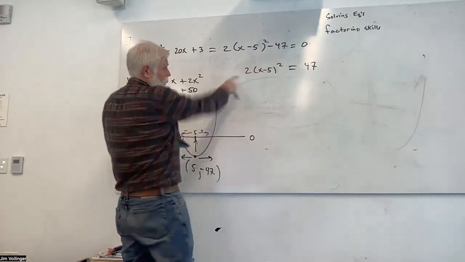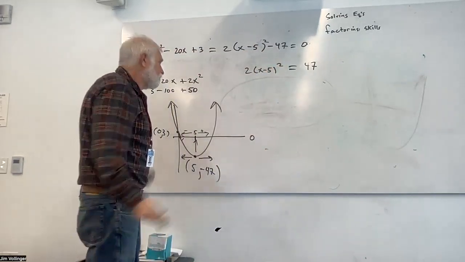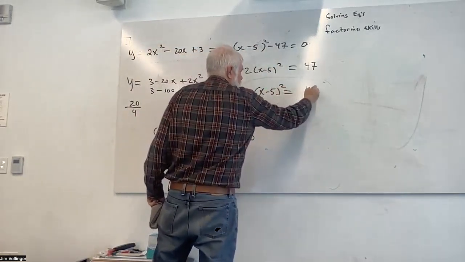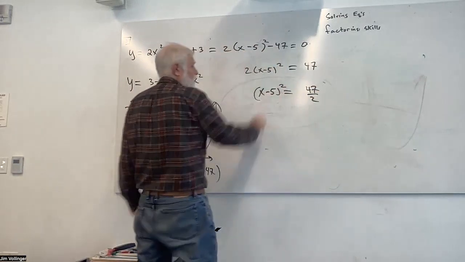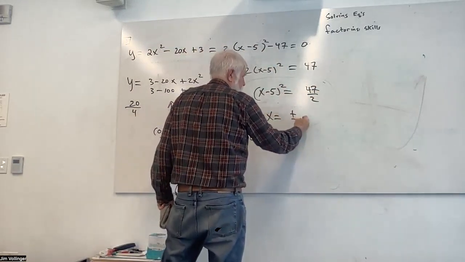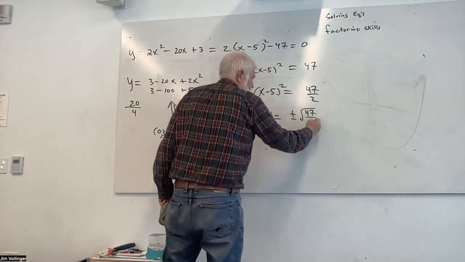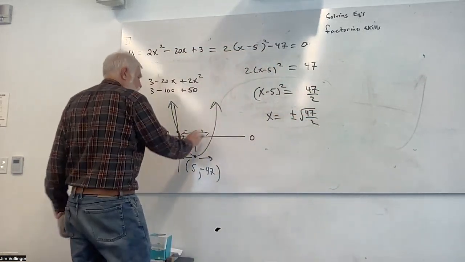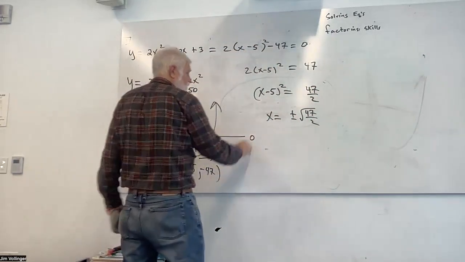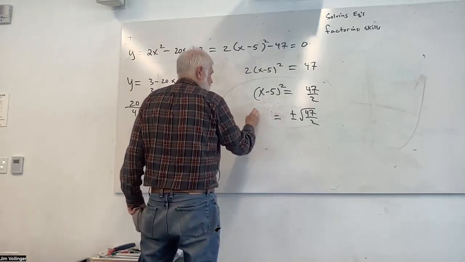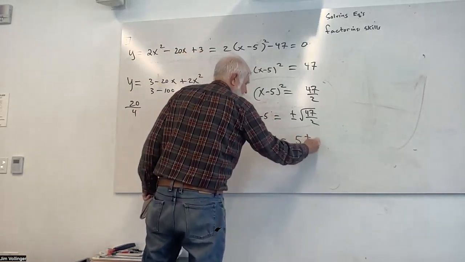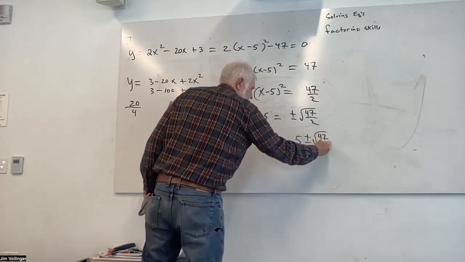What's the next thing we do? I think we divide by 2. We said that a second ago. Then you got to undo squaring. Right? There's 2 parts to this. There's one on the left and there's one on the right. That's why the plus minus is there. And then minus 5. So right now we're at x minus 5. So x is equal to 5 plus or minus the square root of 47 halves.